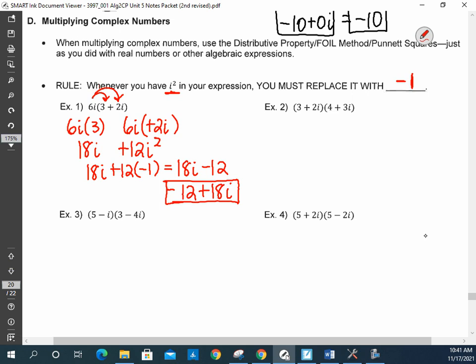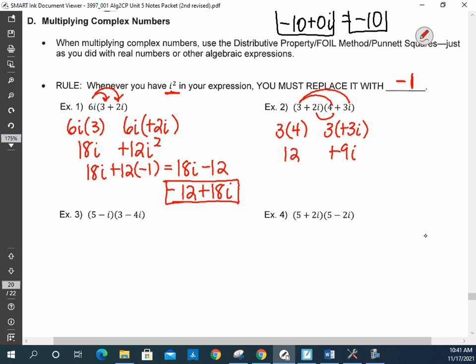All right, so example 2. We've got 3 plus 2i times 4 plus 3i. So 3 times 4, which gives you 12. 3 times 3i, and I'm going to list each part here. 3 times 4, which will give you 12. 3 times 3i, positive 9i.